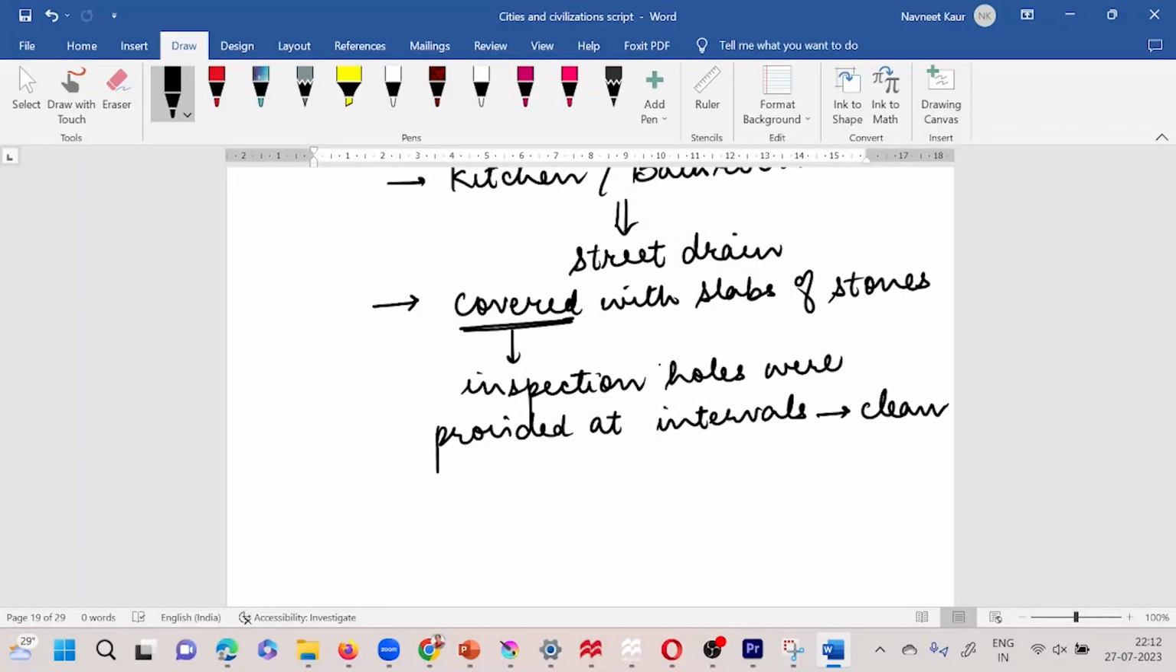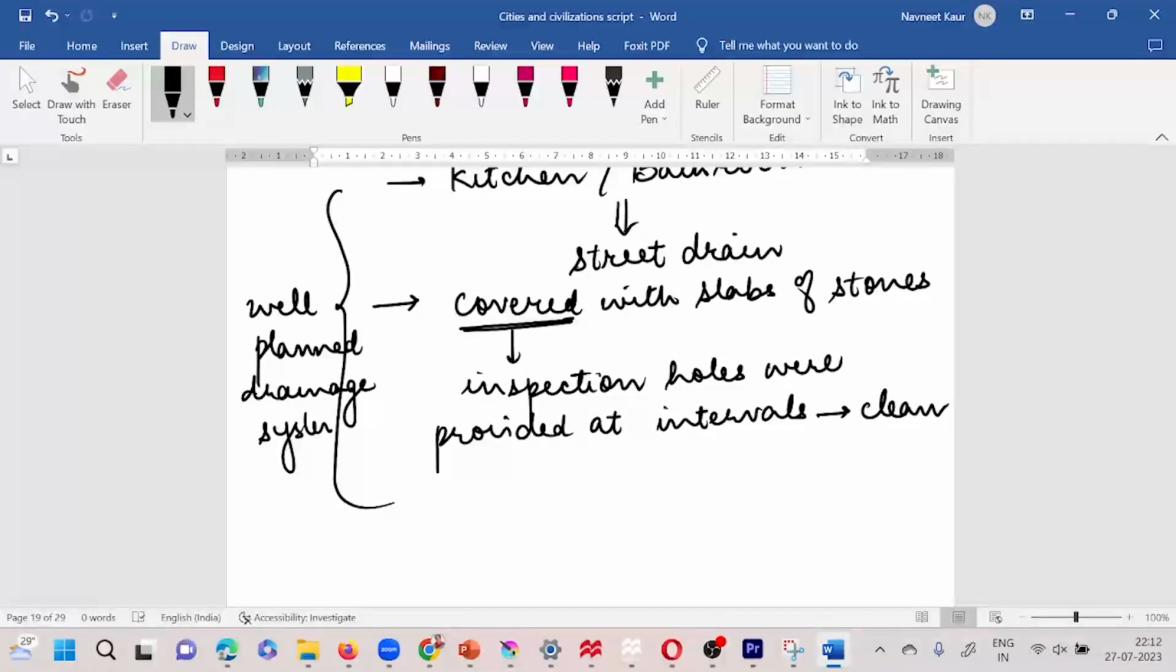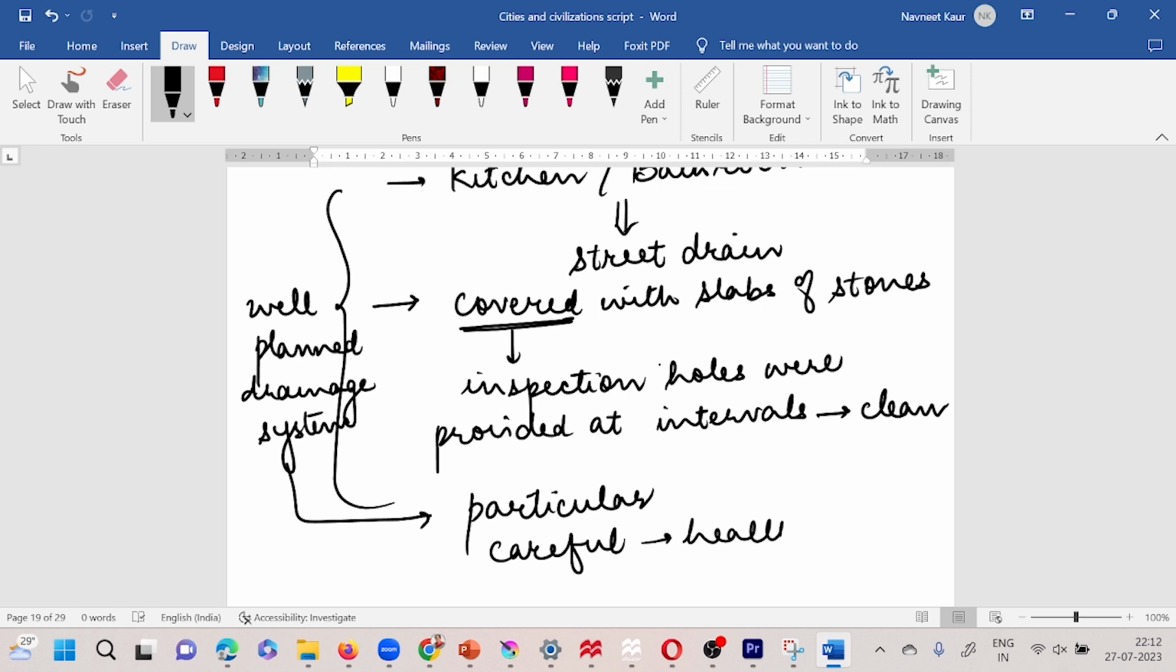So, such a well-planned drainage system tells us that the people of the Indus Valley Civilization were very particular, very careful about their health and sanitation.